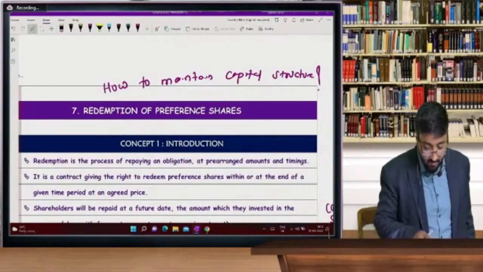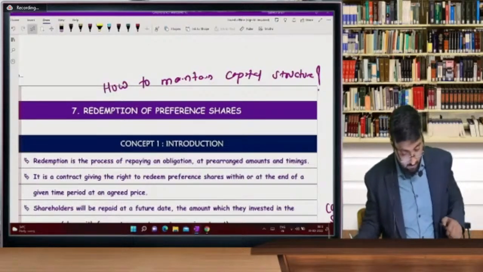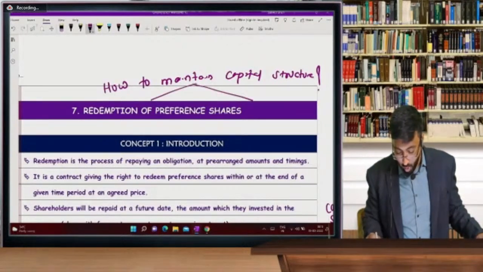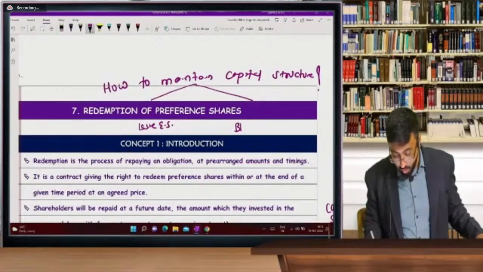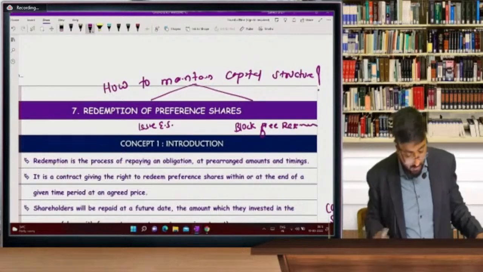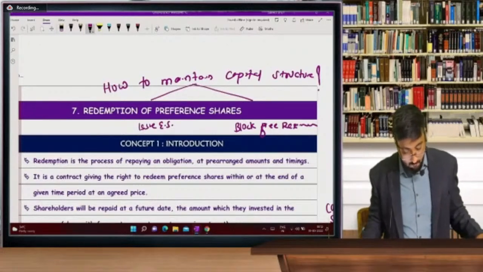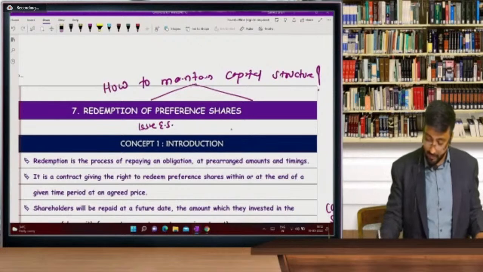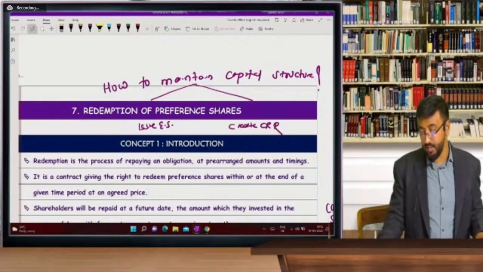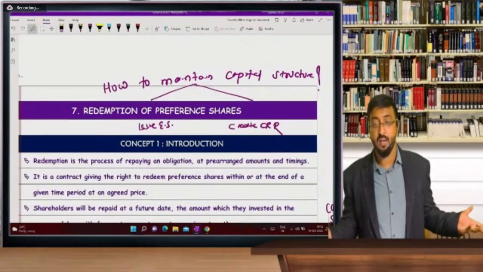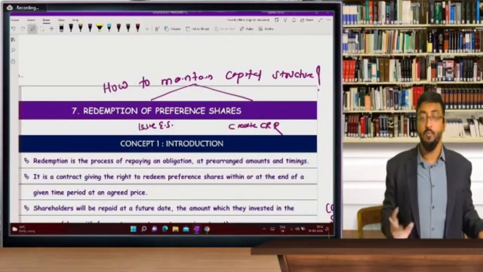Daveji answered very fast this time. To maintain capital structure, we have two options. Option number one, issue equity shares. And option number two, block your profits. Block free reserves. Very good, beta. Create CRR. So this is the chapter's logical way of how to maintain capital structure in a very easy way.